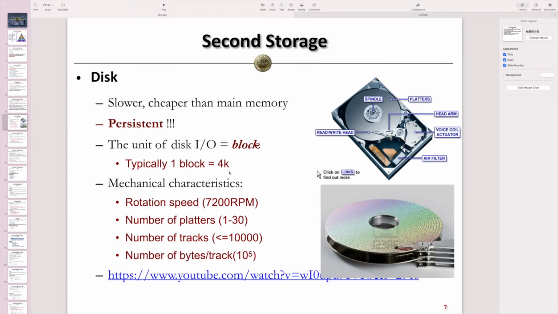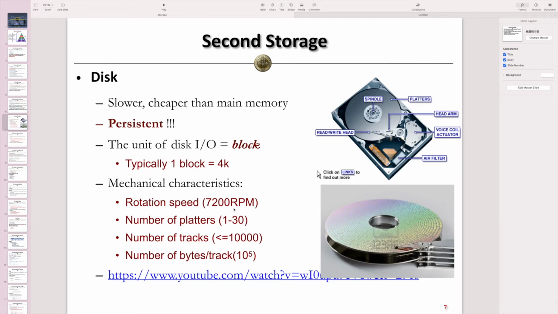Normally when you're buying a disk or a hard drive from a store, you need to consider some characteristics. The first one is called rotation speed. It denotes how fast this plate can rotate around the spindle. There are different numbers for the speed. Here we show that it can be 7,200 RPM, right? RPM denotes rounds per minute. It denotes how many rounds this plate will rotate around the spindle in each minute.